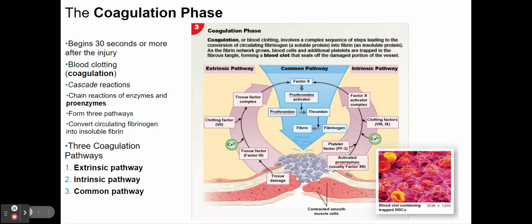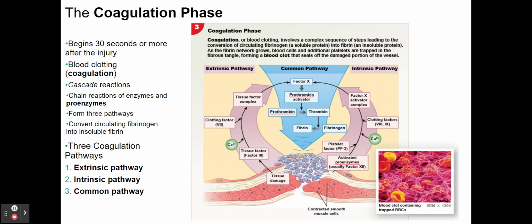The vascular and platelet phases begin within a few seconds after the injury. The coagulation phase, or blood clotting, does not start until 30 seconds or more after the vessel has been damaged. Normal blood clotting depends on the presence of clotting factors, or procoagulants, in the plasma. Important clotting factors include calcium and 11 different proteins.